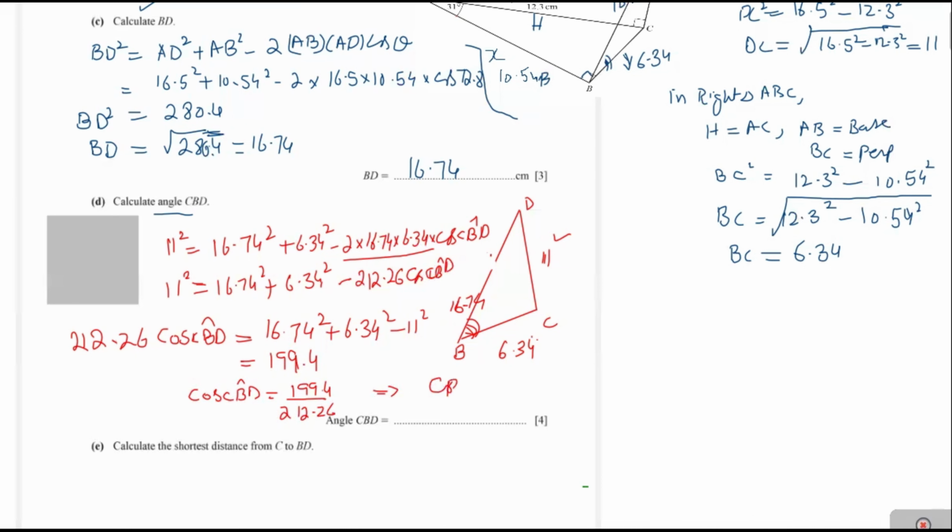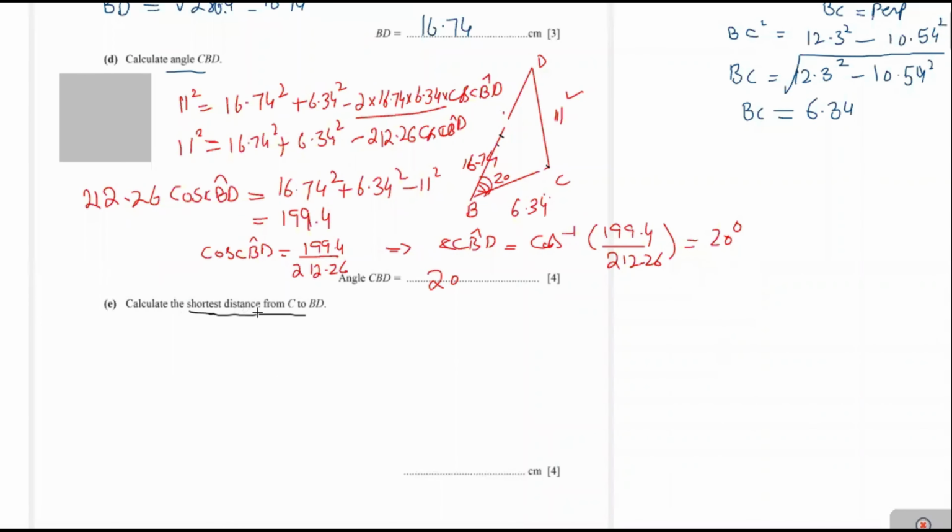Now we write it as cos CBD angle will be equal to cos inverse of 199.4 over 212.26. That answer will be equal to 20 degrees. And this is the 20 degrees.